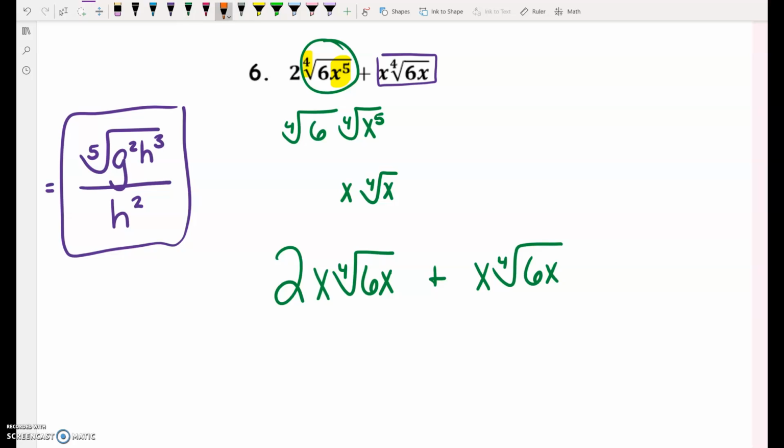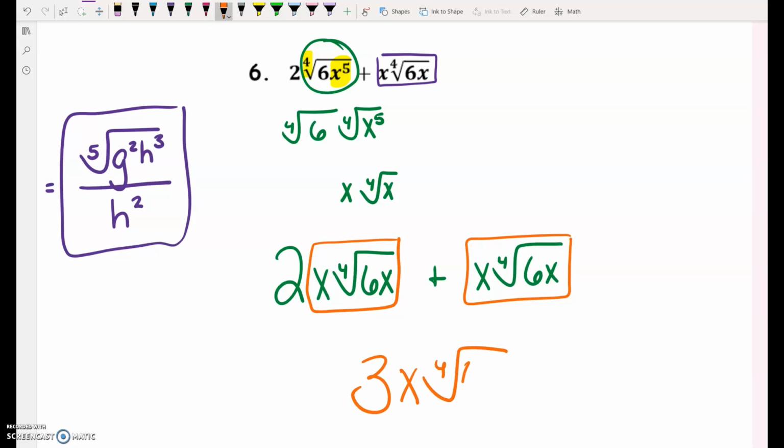Here's what I want you to notice. x 4th root of 6x, x 4th root of 6x. You've got 2 of these funky cookies plus another funky cookie. How many cookies do you have? 3 of these funky cookies. That's your final answer.